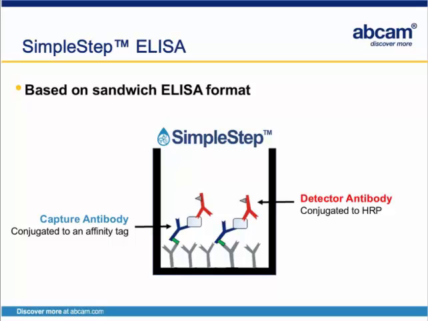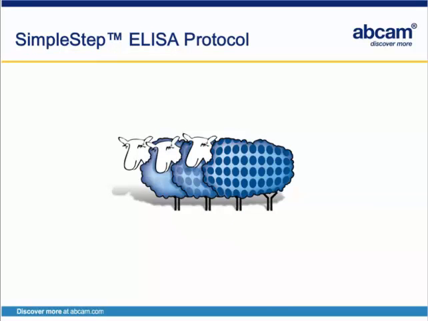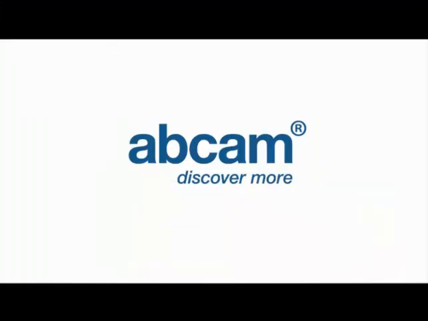In order for the sandwich complex to remain bound to the microtiter plate, every well in a SimpleStep ELISA is pre-coated with a highly specific anti-tag monoclonal antibody. This antibody binds to the affinity tag conjugated to the capture antibody and is essential for this technology. At this time, I would like to show a brief movie describing the SimpleStep ELISA protocol.